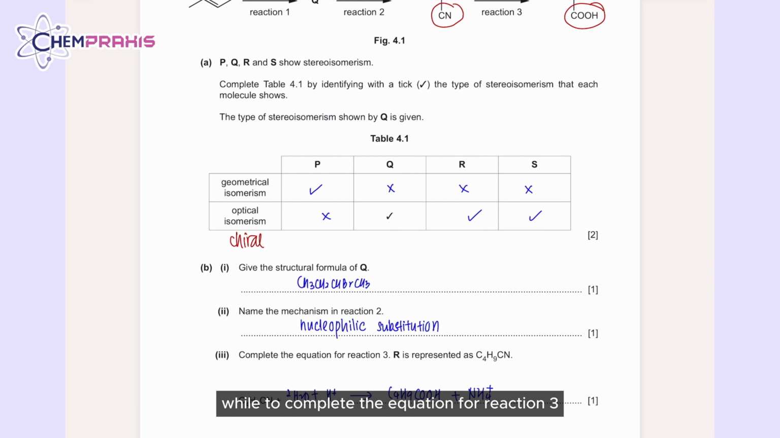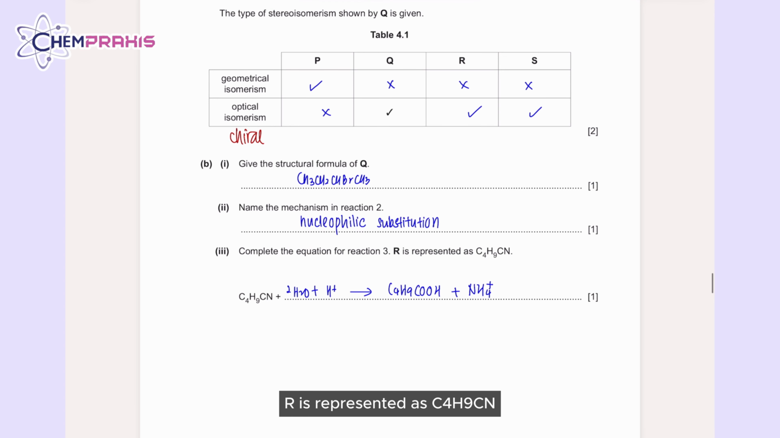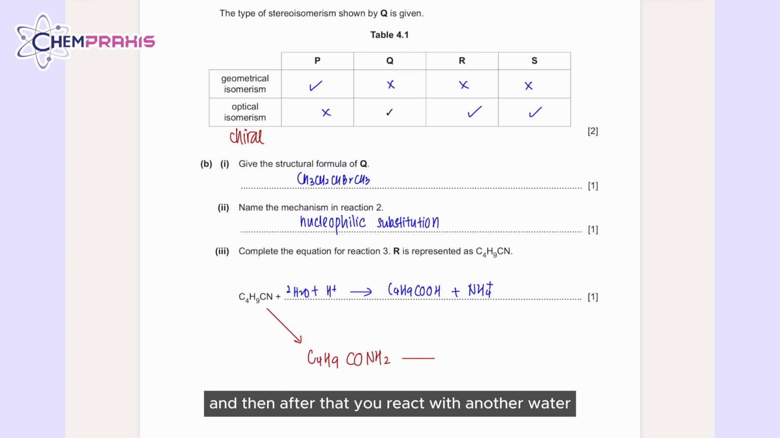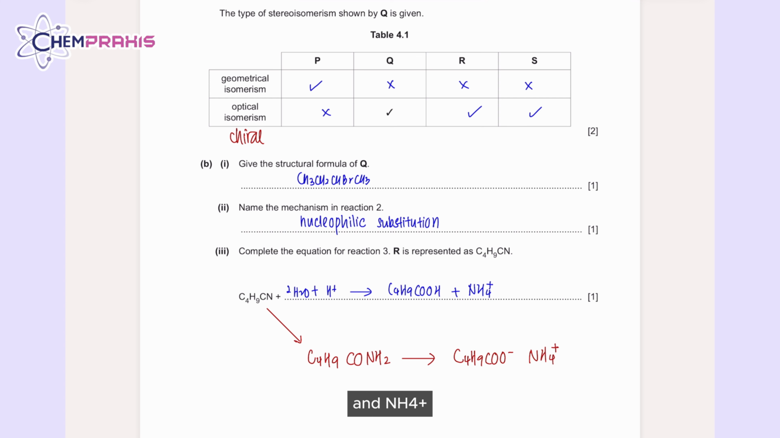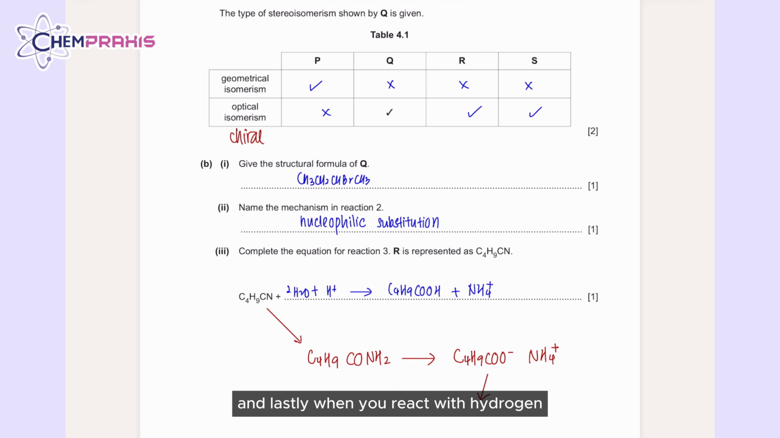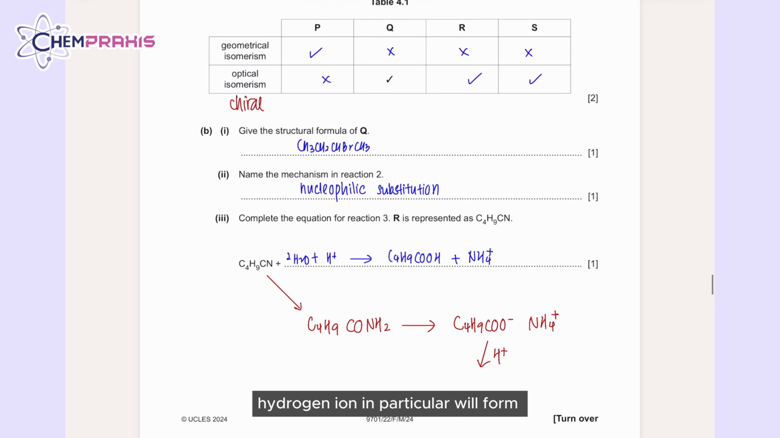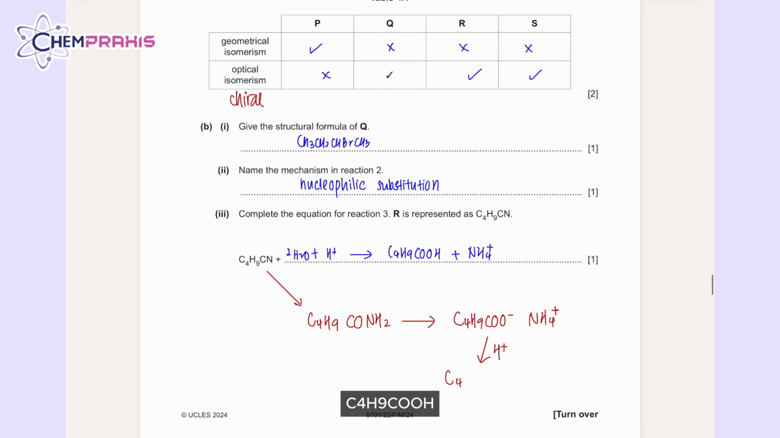While to complete the equation for reaction 3, R is represented as C4H9CN. So first of all, when you react with water, you will form C4H9CONH2. And then after that, you react with another water. This time you will form C4H9COO- and NH4+. And lastly, when you react with hydrogen ion in particular, you will form C4H9COOH.